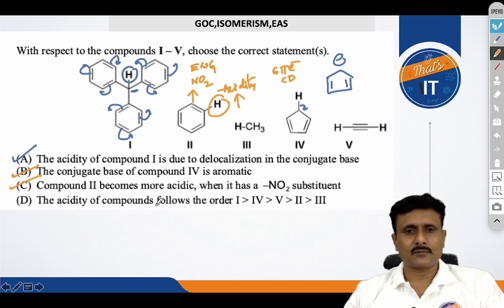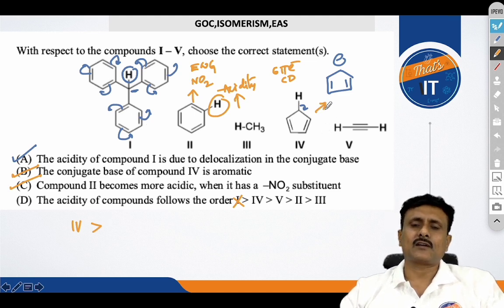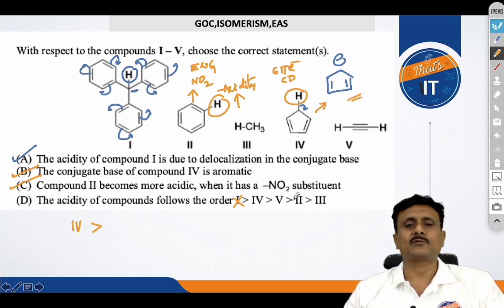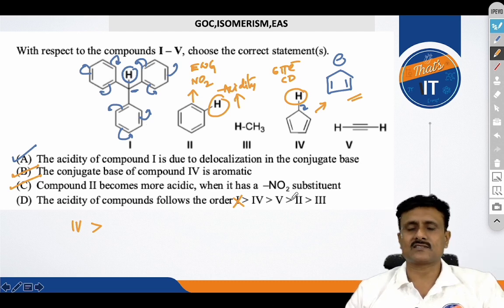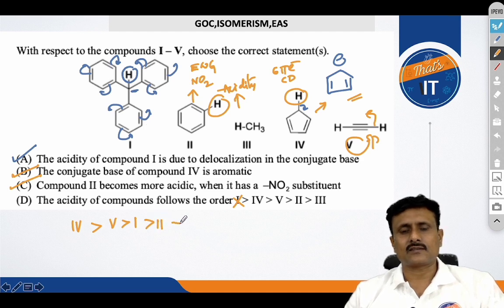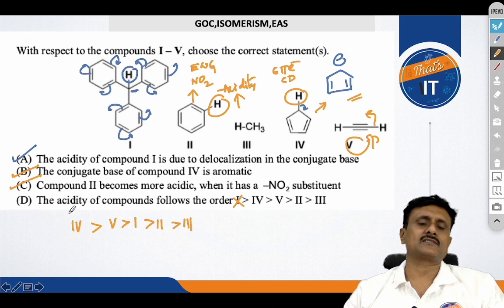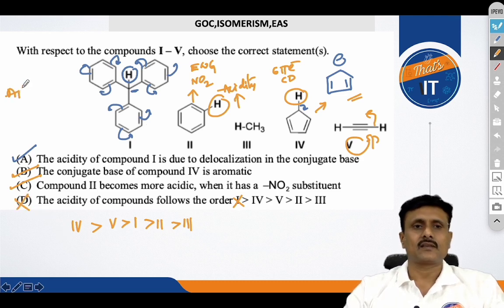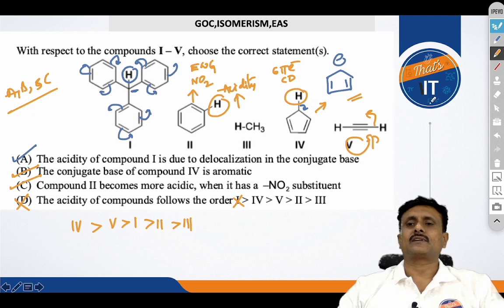The acidity of the compounds follows the order 1 greater than, that's absolutely false. You can see that 4 is greater, because this is leading to the aromatic species. So, loss of this hydrogen is very easy. This is very important and frequently seen in JEE exam. So, 4 is greater than what next? 5, because it is an sp carbon atom. There comes your 1, then 2 and then 3. So, this is the correct acidic strength order, and the given one is wrong. So, the right answer is A, B and C.